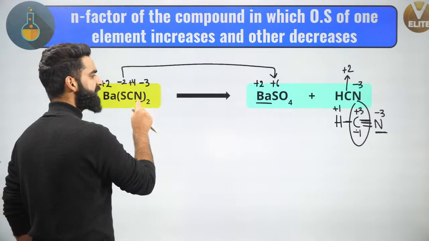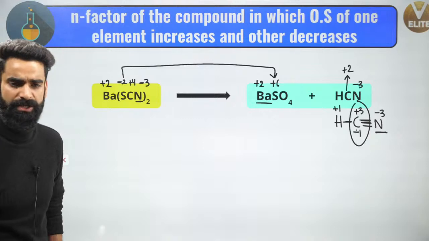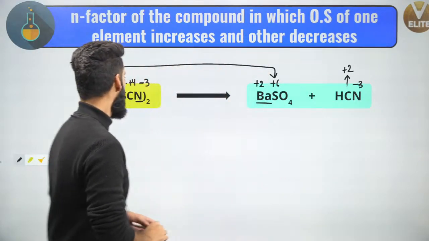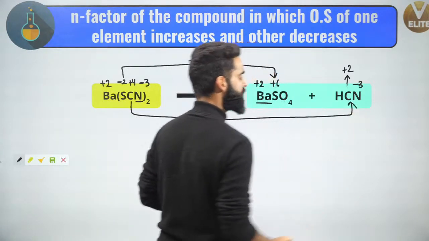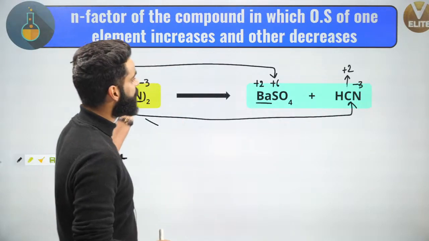Oxidation state of nitrogen right here is -3, right here again is -3. Oxidation state of nitrogen is not changing. What about the oxidation state of carbon? Oxidation state of carbon is changing from +4 to +2. Yes. Oxidation state of carbon is decreasing, oxidation state of sulfur is increasing.